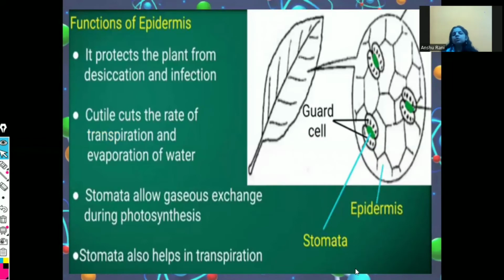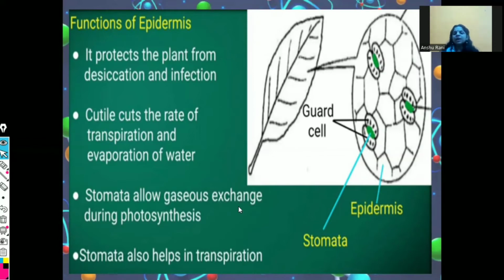Then we have functions of epidermis. It provides a protective coating. ठीक है, जो प्लांट्स हैं उनमें किसी तरह की इन्फेक्शन ना हो उसको रोकने के लिए एपिडर्मिस एक कवर का काम करती है. ठीक है, ये ट्रांसपीरेशन के रेट को कम करती है, otherwise तो प्लांट में से बहुत सारा वाटर लॉस हो जाएगा, then it will become dry. तो ये उसको कंट्रोल करके रखती है.